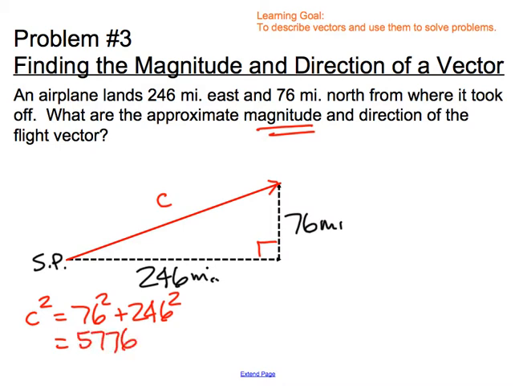So here, c squared equals 5,776 plus 60,516. So this gives us a total of 66,292. And if we take the square root, we get that c is about 257.5 miles.